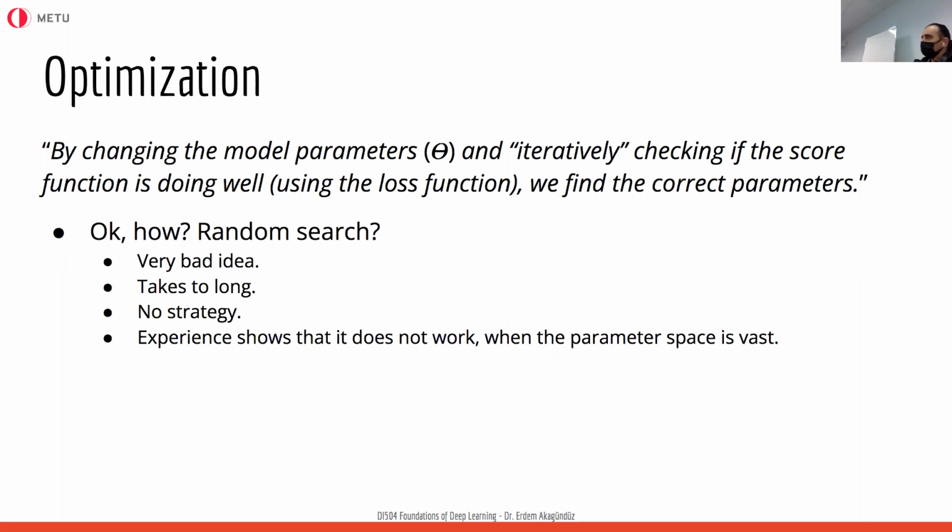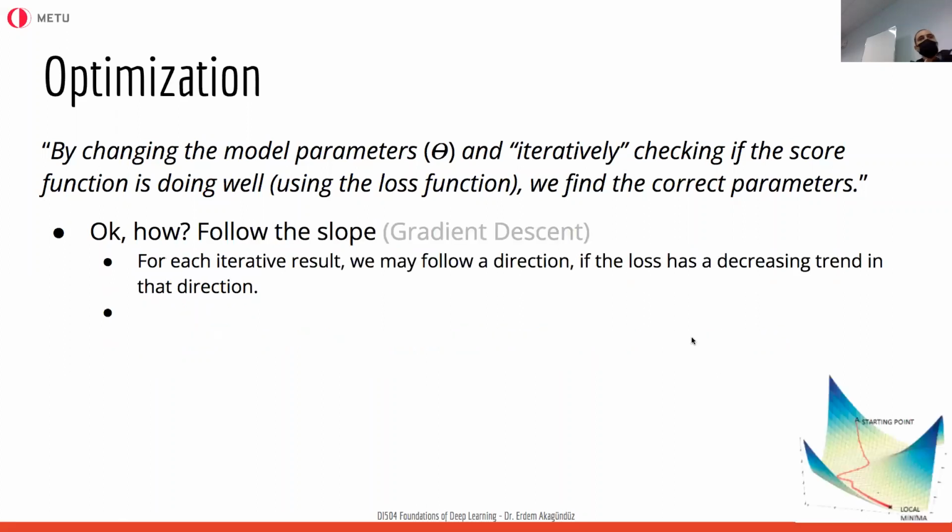We are intelligent beings. We can come up with strategies. We know mathematics, we know calculus, we know linear algebra. And there are very simple strategies for that. We can apply them. Frankly, the optimization strategy we generally use at this level of deep learning is one of the simplest strategies of optimization, which is gradient descent. And it works. Until something better comes up, it works. So let's see what that strategy is. Experience shows that random search doesn't work when the parameter space is vast.